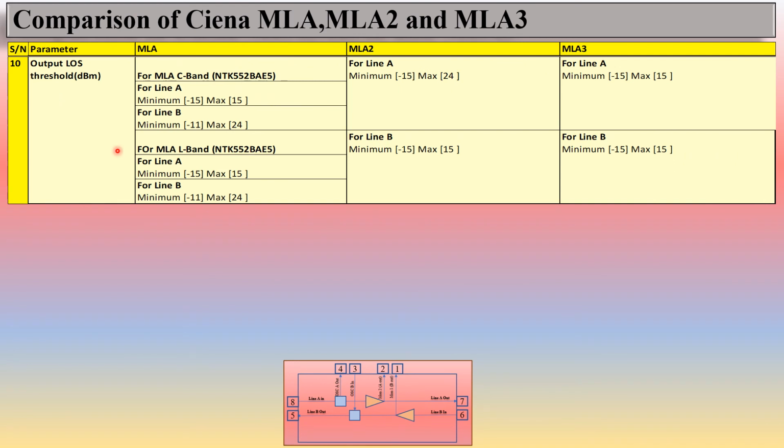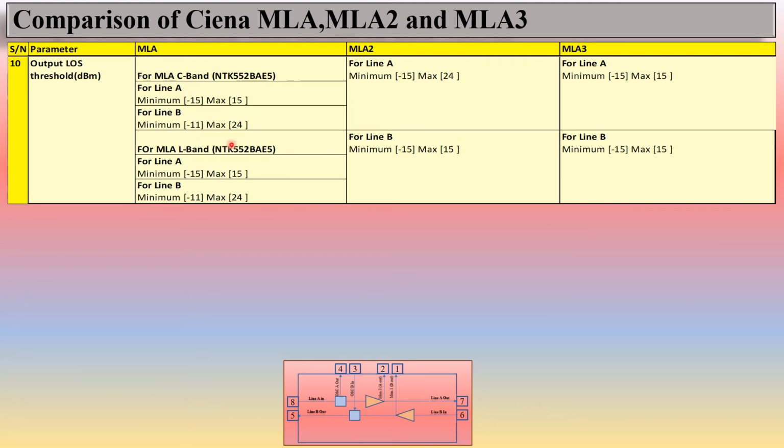So the next parameter is output loss threshold. You can see here for MLA-C band, for line A, the minimum power range is -15 and the maximum power range is 15. So this is the output loss threshold. For line B it is -11 to 24, and for MLA-L band, for line A -15 to 15 and -11 to 24. So the output loss threshold is, you can see, the same for MLA-C band and for MLA-L band.